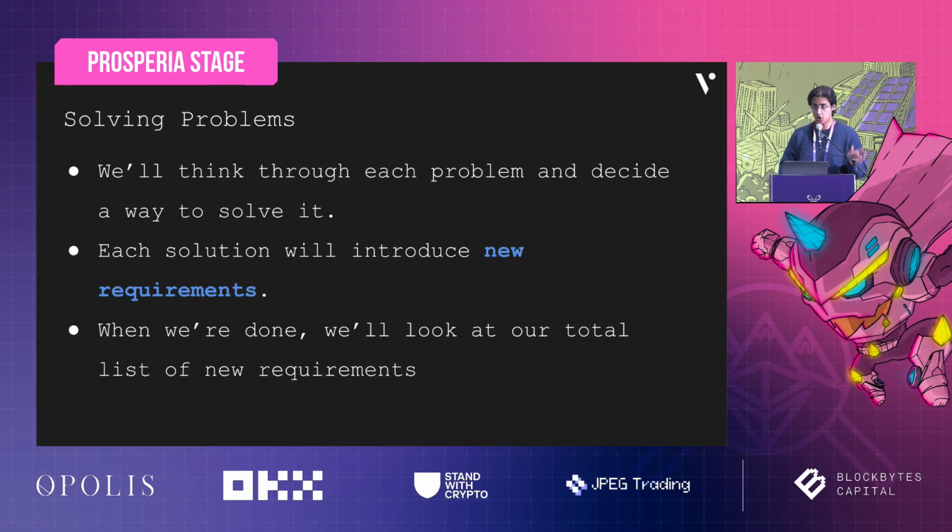So what we'll do is we'll go through these problems, we'll think of a way to solve it, and that will kind of give us requirements, right? And this gives us a structured way of thinking about what does a DePIN protocol actually need.